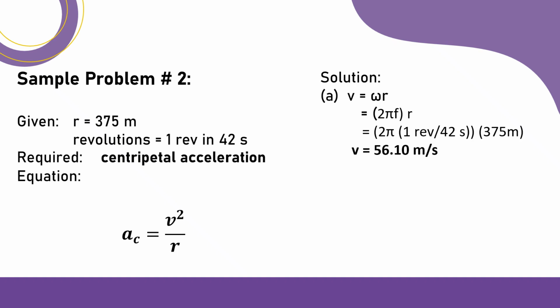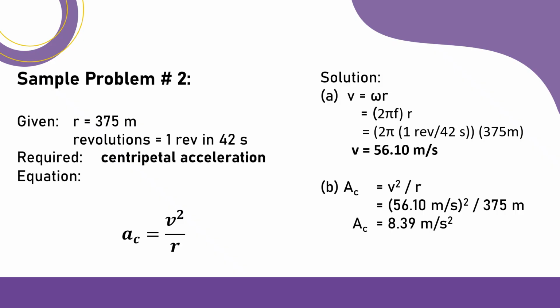Using this computed value for the tangential velocity, we can now proceed with computing the centripetal acceleration. So that would be 56.10 meters per second. We're going to square the entire value, divide by 375 meters, and our centripetal acceleration is 8.39 meters per second squared.